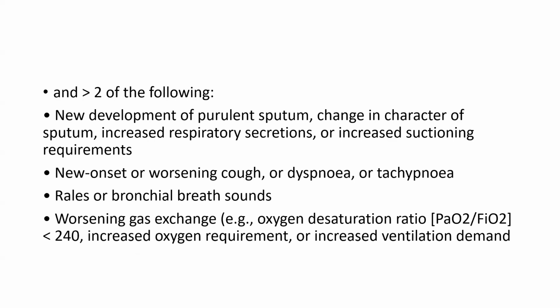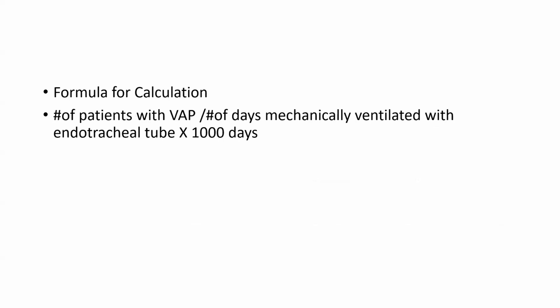And two of the following: new development of purulent sputum, change in character of the sputum, increased respiratory secretion or increased suctioning requirement, new or worsening cough or dyspnea, tachypnea, rales and bronchial breath sounds, worsening gas exchange. Formula for calculation is number of patients with VAP upon number of days mechanically ventilated with endotracheal tube, into 1000 days.